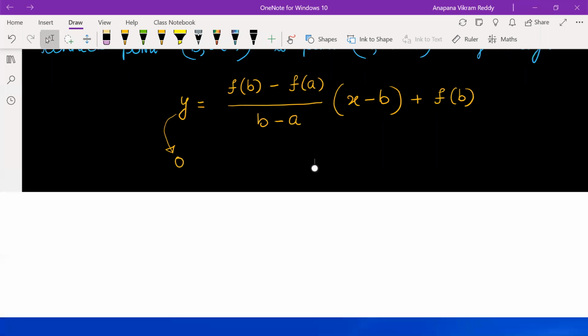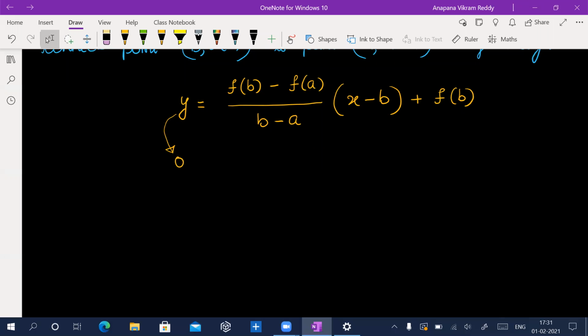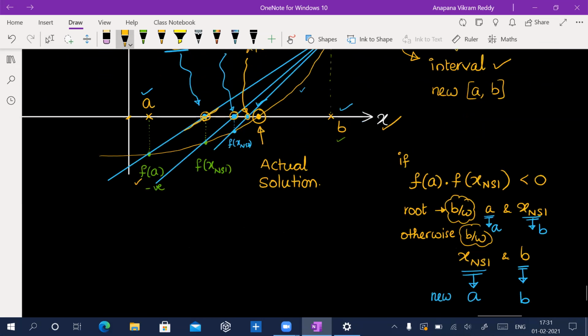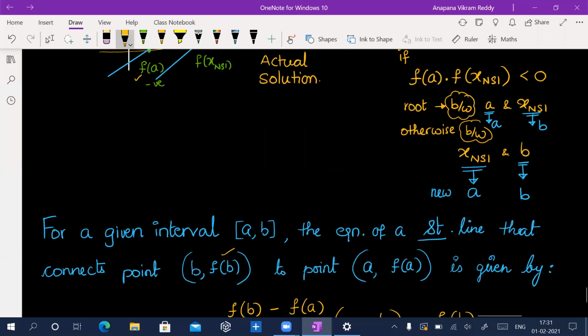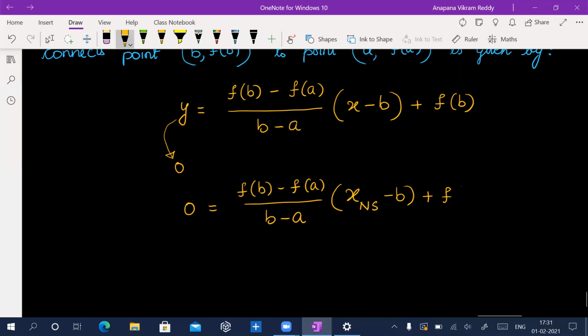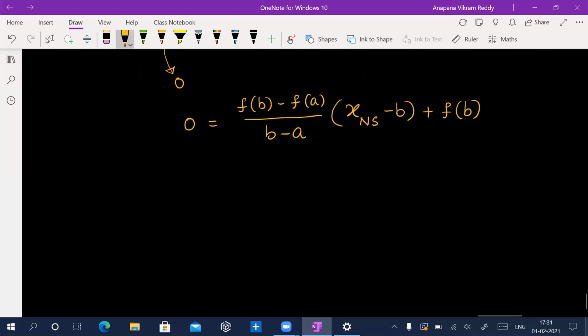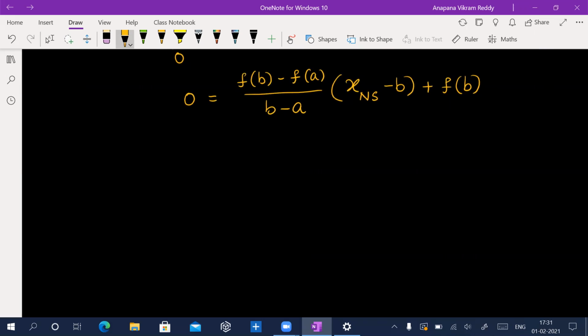Now what do you get if you solve the equation? At y equal to 0, x becomes what? xns, right? At y equal to 0, x becomes xns, so 0 is f b minus f a divided by b minus a, times xns, minus b, plus f of b. Yes, sir. Because at y equal to 0, x is nothing but xns. You just find this. You must get it like this.